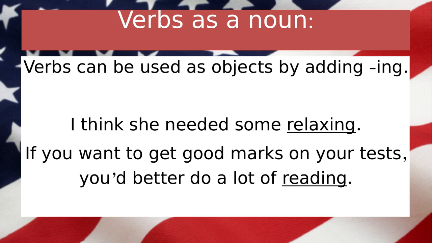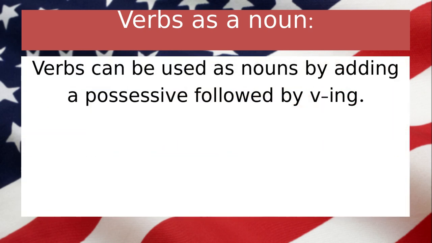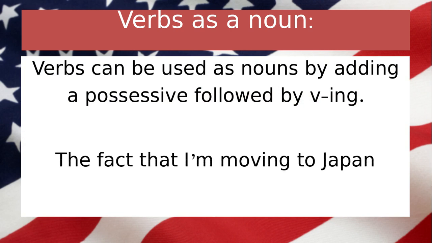Here are some examples. Verbs can be used as nouns by adding a possessive followed by verb ing. The fact that I'm moving to Japan. Now this structure is the one that sounds the most strange to us, but it is natural. It happens all the time. All we have to do is use a possessive plus a verb ing.